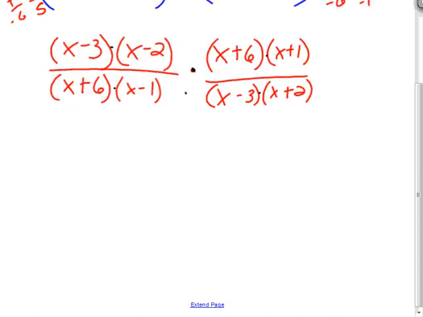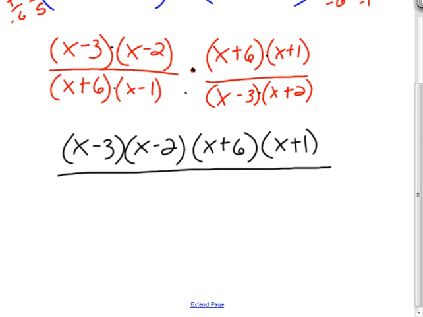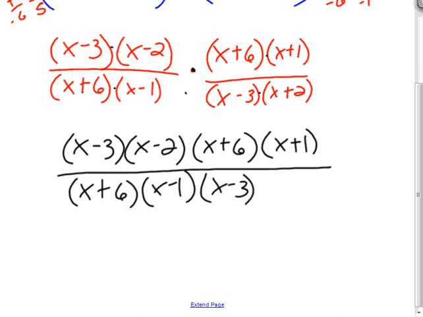So when I multiply, I just write everything straight across. X minus 3, x minus 2, x plus 6, and x plus 1. No need to expand. You'll make it uglier if you expand. And then x plus 6, x minus 1, x minus 3, and x plus 2. And now maybe some of you are going, hey, wait a minute, I know what I can do. Now, I wrote it this way because we cannot cancel unless things are attached by multiplication. And then they're above and below each other because they're being divided.